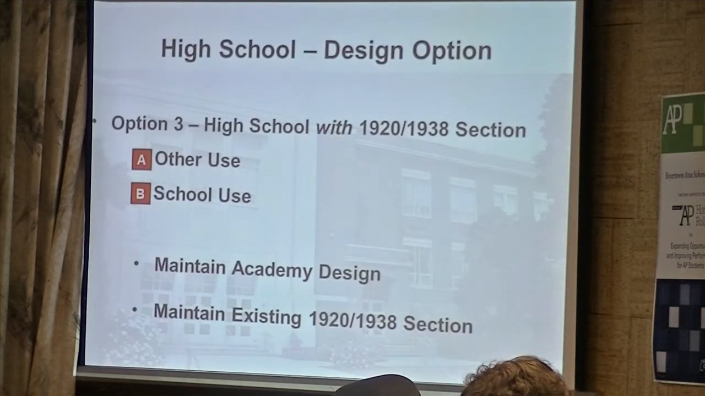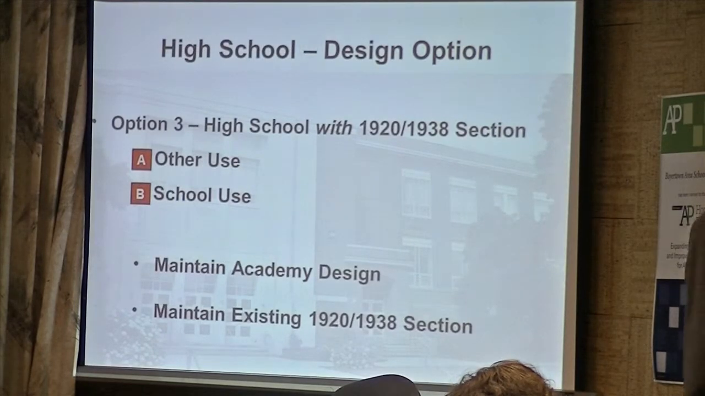As we looked at the options last time, we talked about maintaining the academy design and maintaining the 1920 and 1938 section of the building. We're calling this option 3. We moved ahead from option 1. We had option 2, and we were deciding whether it was D or A or B, so we called it option 3 to avoid any confusion. Tonight we're going to talk about option 3, the high school design with the 1920 and the 1938 section of the building.